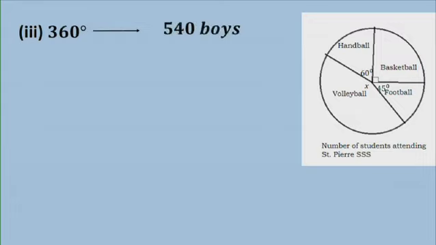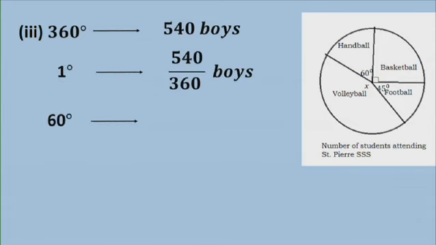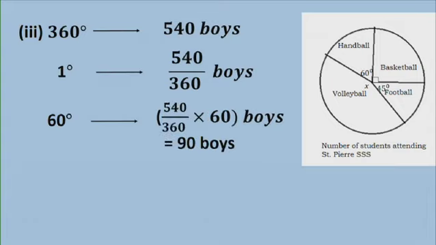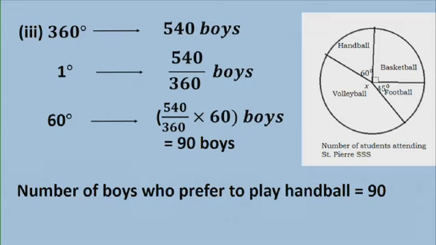Now the third part. I need to find the number of students who will play handball. We know that 360 degrees will represent 540 boys. So 1 degree will be 540 over 360 boys. And for 60 degrees, it's going to be 540 over 360 times 60 boys, which gives us 90 boys. So the number of boys who prefer to play handball is 90.